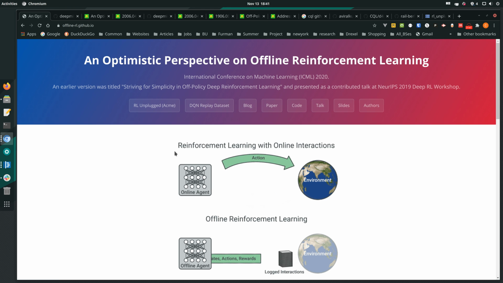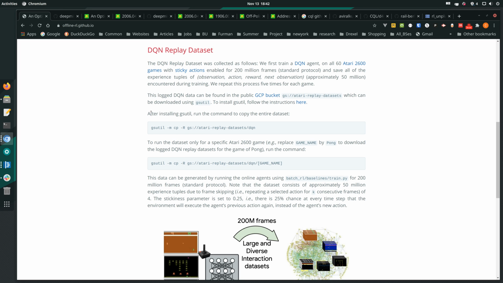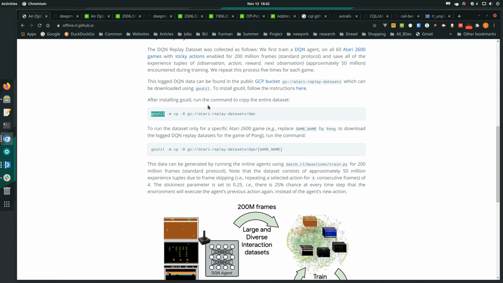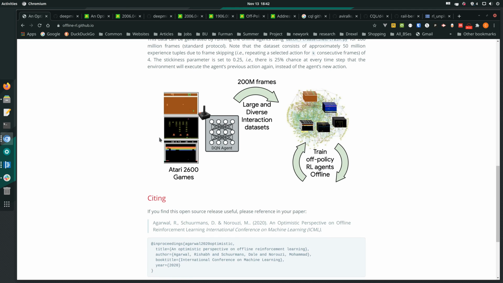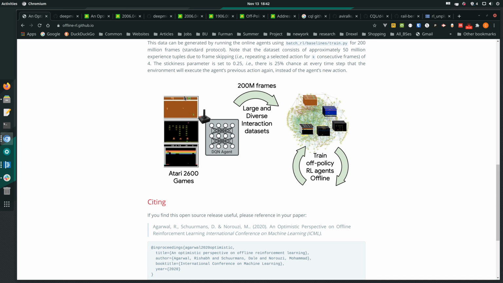So for D4RL, it looks like they have added this new get dataset method to the environment MuJoCo class. And then from there, you get the dataset, and then you can append that to your replay buffer. Oh, I see. You can use gsutil to download everything from the Google Cloud bucket. But wow, that is a crazy amount of data there.